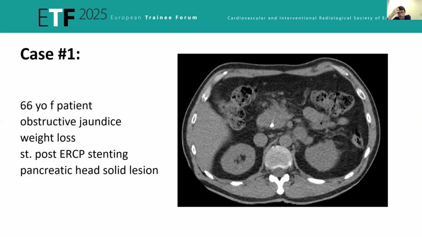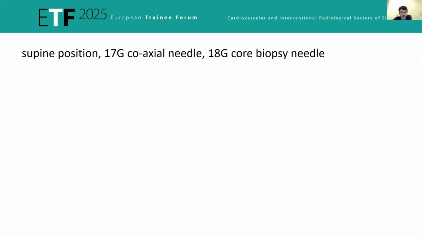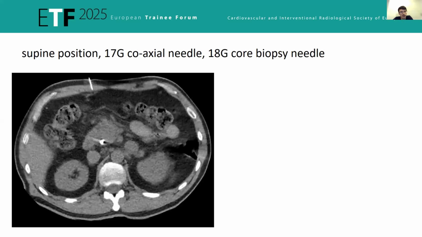You can also see the plastic stent clearly on the CT scan, and the patient was referred to our department for a CT-guided core biopsy in order to obtain a tissue diagnosis. After reviewing the pre-interventional imaging, the lesion was best seen in the supine position. So there comes sterile preparation of the abdomen and administration of 10 milliliters of lidocaine subcutaneously.